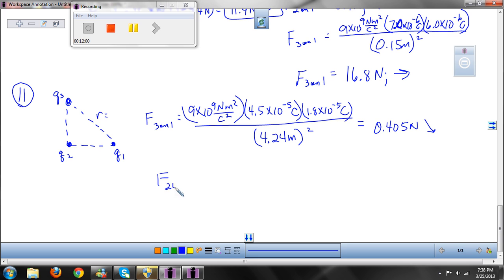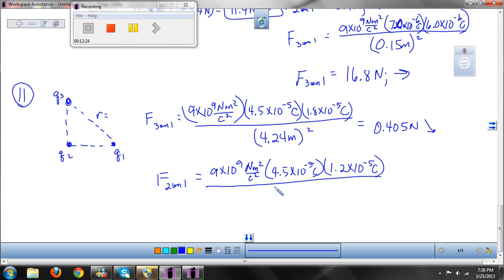The force of 2 on 1 is very similar. 9 times 10 to the 9, 4.5 times 10 to the minus 5, and Q2 is 1.2 times 10 to the minus 5. And they're separated by 3 meters. Don't forget to square it. And so when I did that math, I got 0.54. And 2 is pulling 1 to the left.